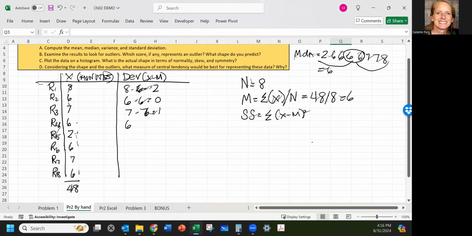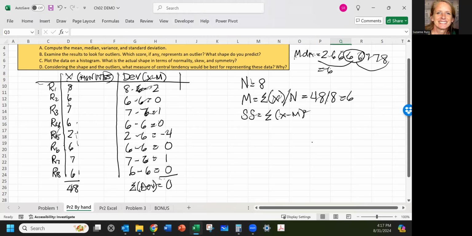So you'll see why I like to work in Excel, because I so often make little mistakes when I work by hand, much as I wish I didn't. 6 minus 6 equals 0. 7 minus 6 equals 1. And 6 minus 6 equals 0. Our check to see if we did our deviations correctly is to add these up. I see the positive numbers, 2 plus 1 plus 1 equals 4, plus the negative 4 equals 0. So I know that the sum of our deviations is 0. It's not a useful number, but I know I calculated them correctly.